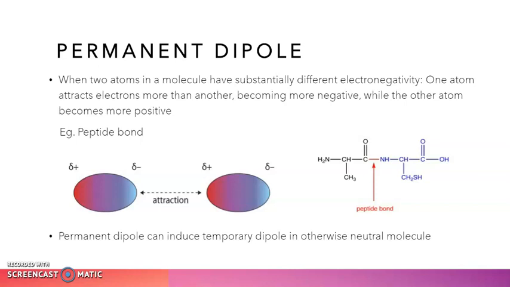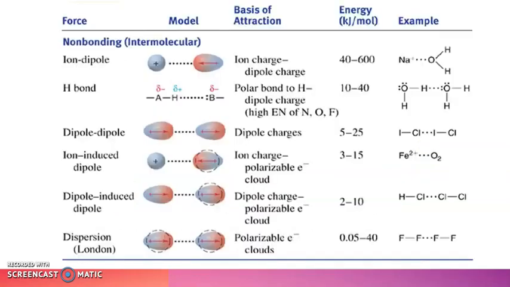That means one partially negative end of a dipole will attract the partially positive end of another molecule. So these interactions come under dipole-dipole interactions. A permanent dipole can induce a temporary dipole in an otherwise neutral molecule. This is referred to as an induced dipole, where there is temporary development of distribution of charge. Now we will see different van der Waals forces of attraction.